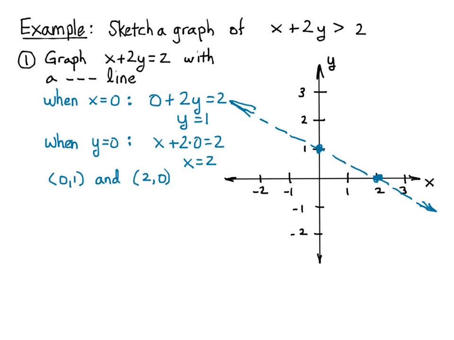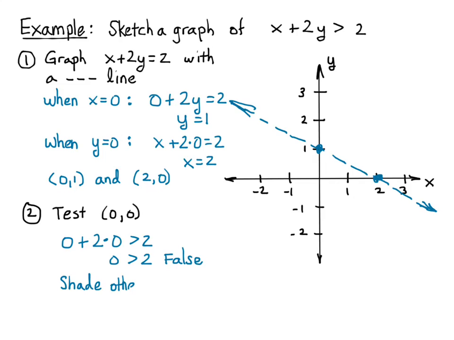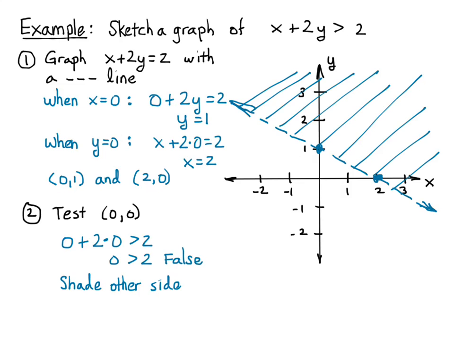Okay, so next step is we want to test 0, 0. And so we put 0 plus 2 times 0 is greater than 0. It's false. So I found that the origin, 0, 0, is false. So the other side gets shaded.